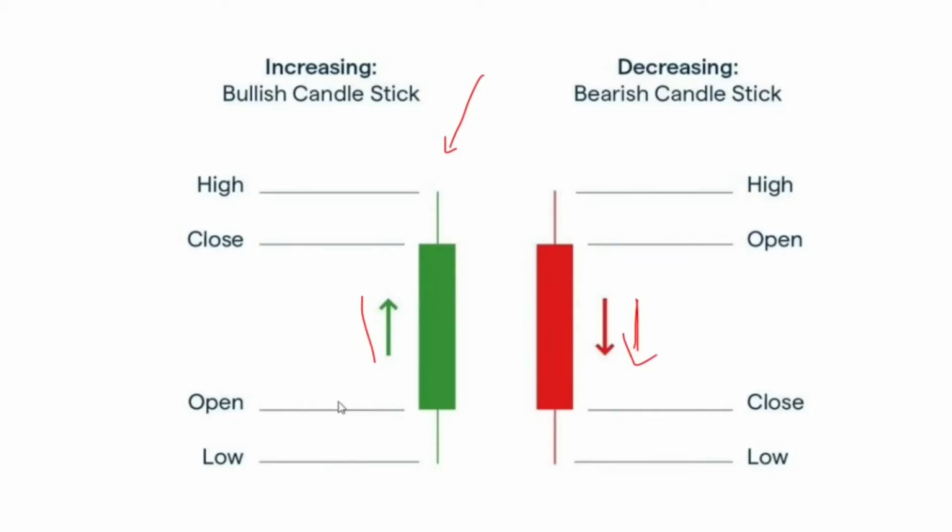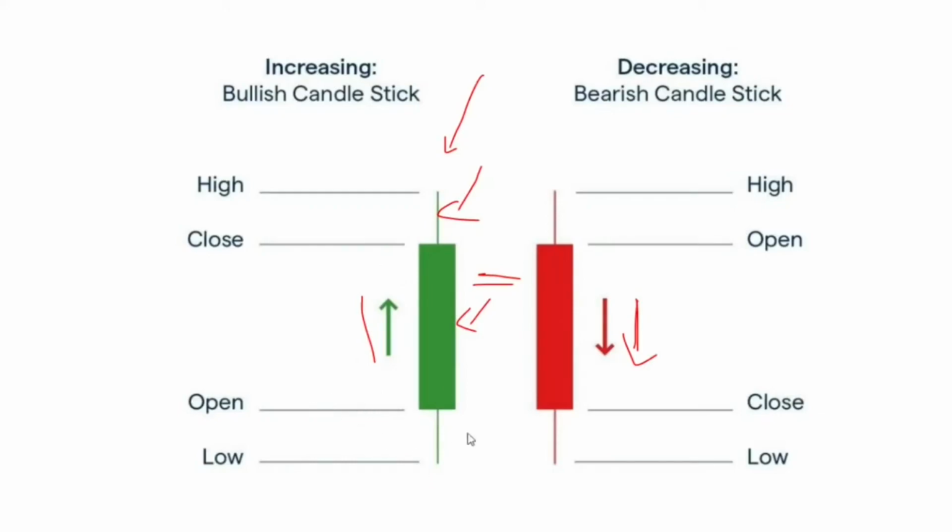In a candle you can see there are two major parts. This is called the wick and this is called the body. So in these candles we have four major things to understand: one is open, one is close, and the others are high and low. These four things are very important in a candle, and these are the only four things we look at in the candle to understand the price movement in our chart.